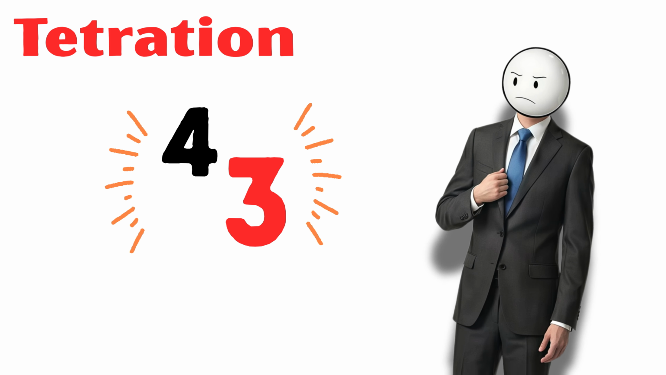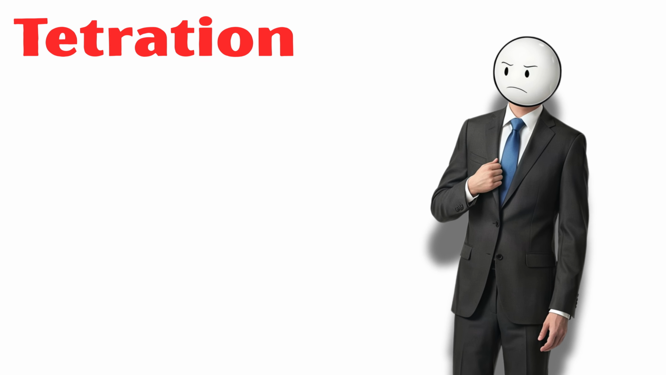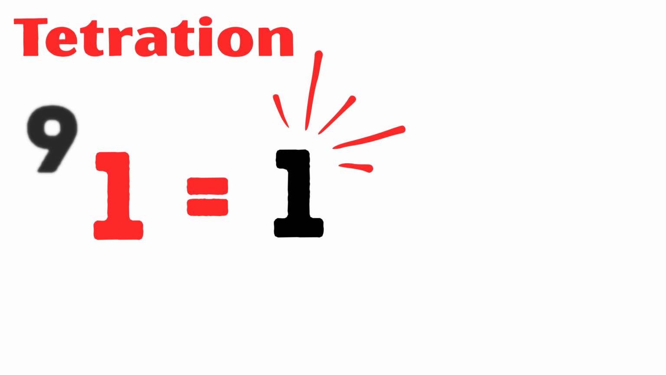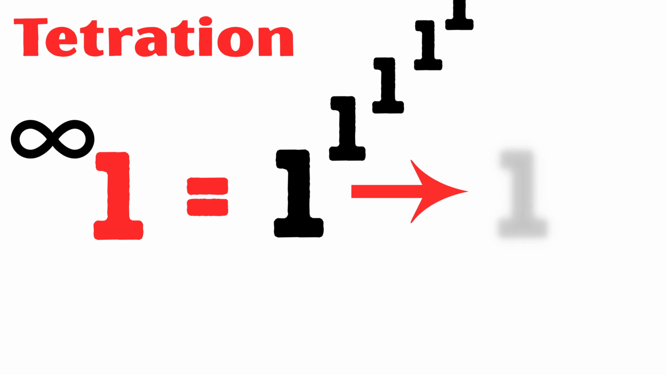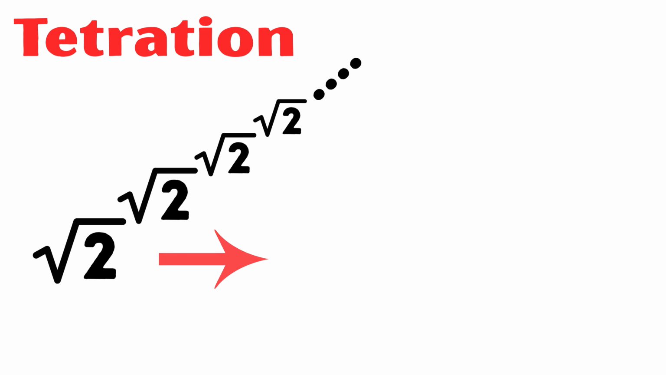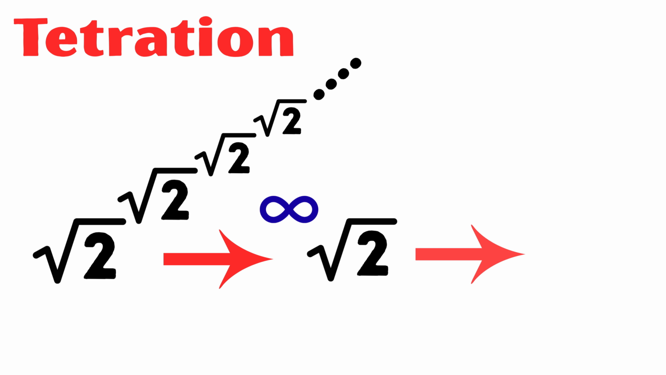But tetration doesn't always create massive numbers. 1 tetrated to any number is always just 1. Even an infinite tower of ones is still 1. Now, consider an infinite tower of the square root of 2. Surprisingly, this infinite tower converges to exactly 2.